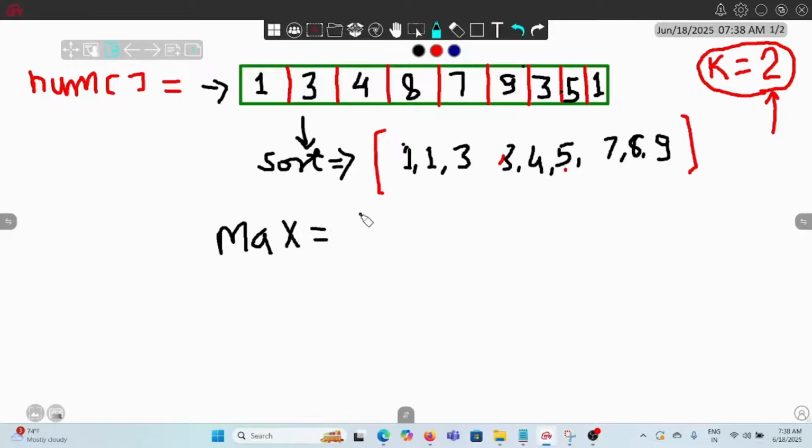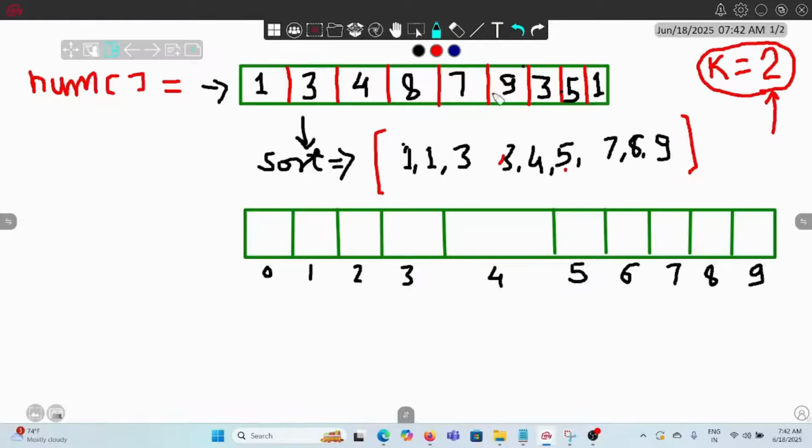A frequency array is basically an array which will keep track of the frequency, that is, how many times an element was repeated. Okay, so we found max. In one traversal we can find this max, right? Then we will create a frequency array of size 10. So let me do that. Created an array of size 10 because 9 is the maximum, so 9 plus 1, so a size 10 array.